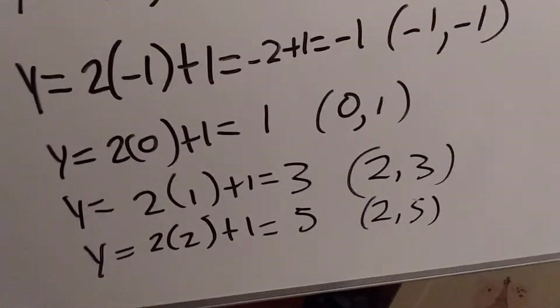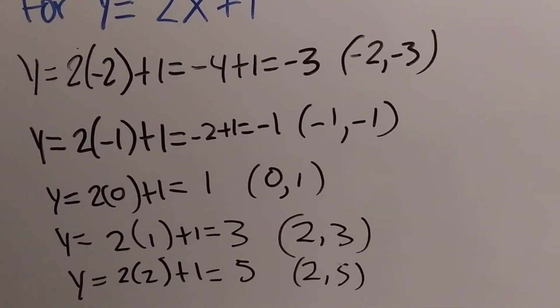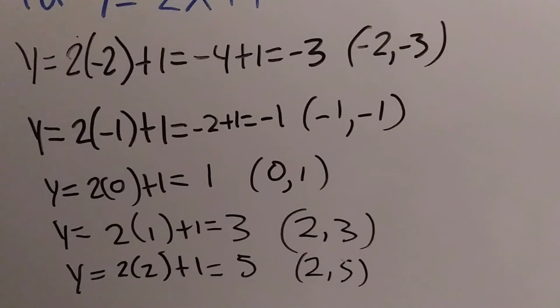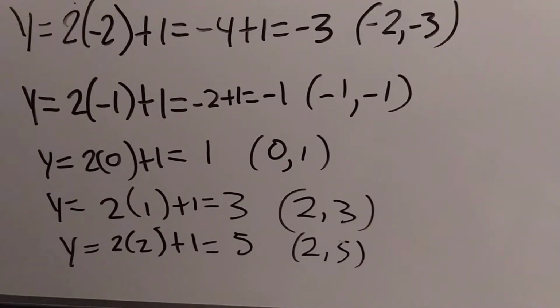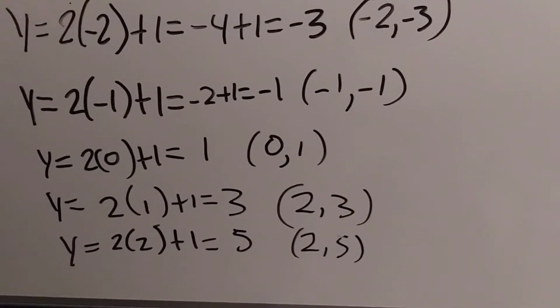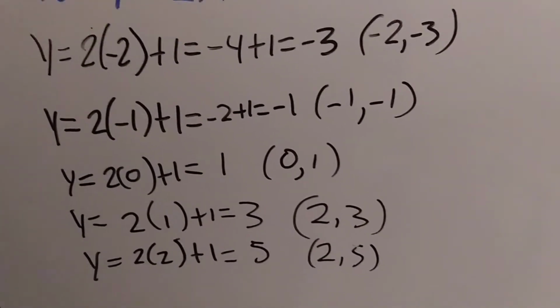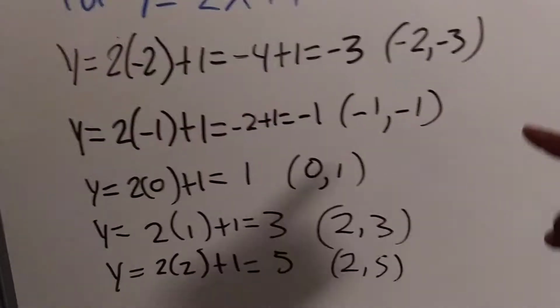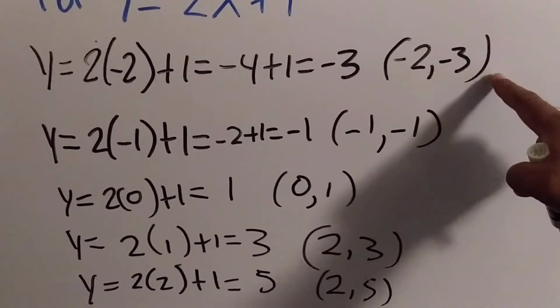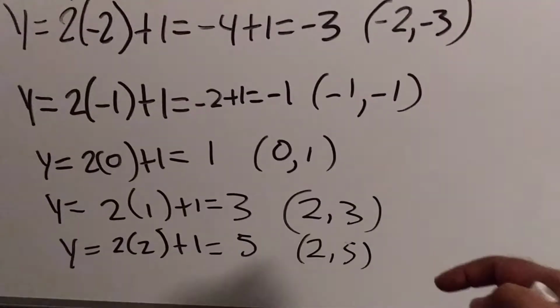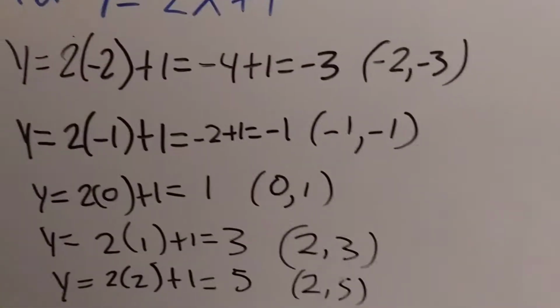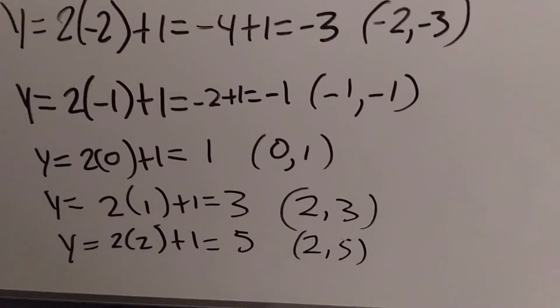So what does that mean? The ordered pairs are (-2, -3), (-1, -1), (0, -1), (2, -3), and (2, 5). What that means is that these points, remember that these are ordered pairs, are going to be points once they get plotted in an XY system, the Cartesian system of graphing.